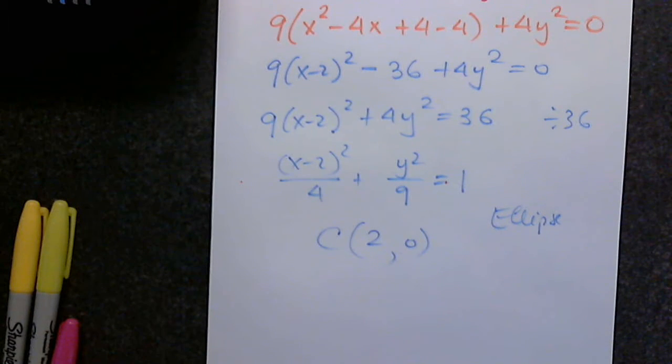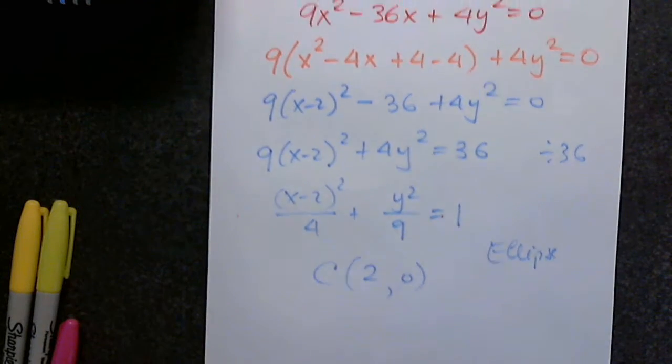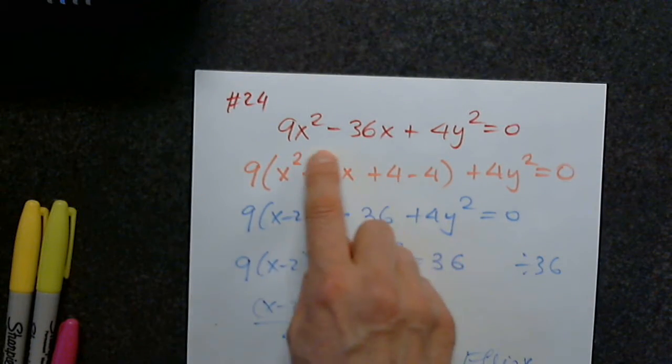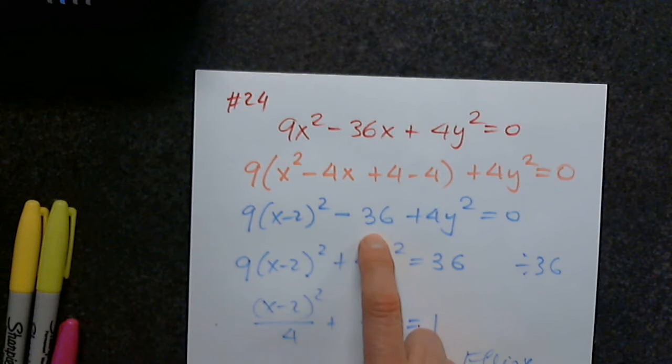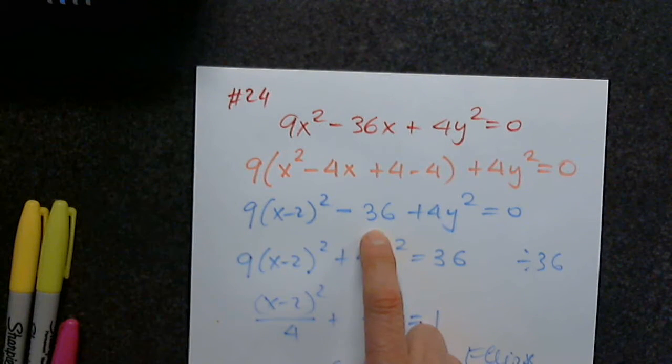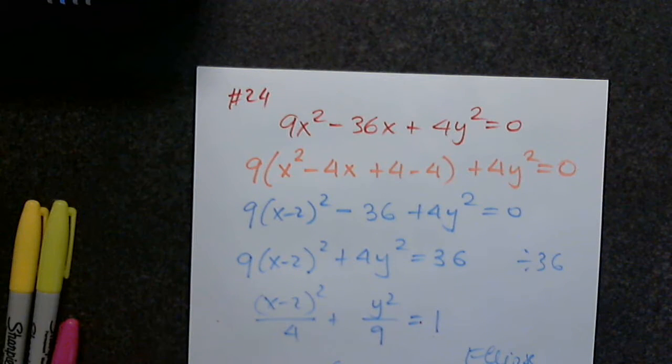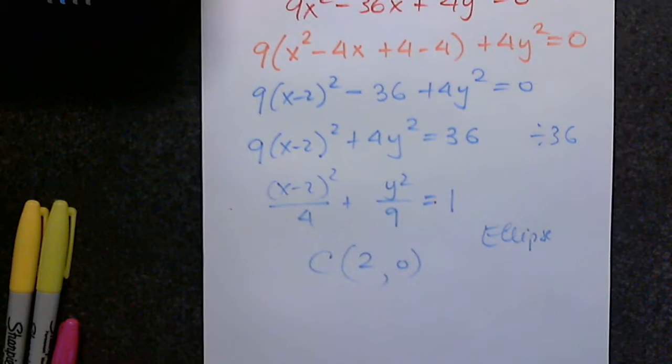Is that clear? Where do we get the minus 36? Because remember, this is the x minus 2 squared, but then I have to multiply 9 by negative 4 to get the negative 36. Yes. Yeah, I missed it. Is that better? Okay. Good.